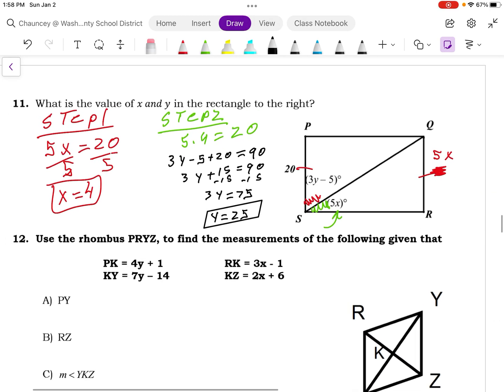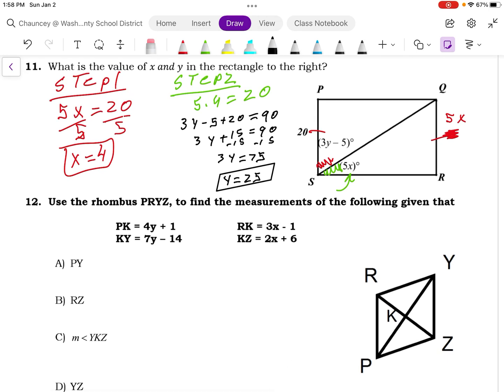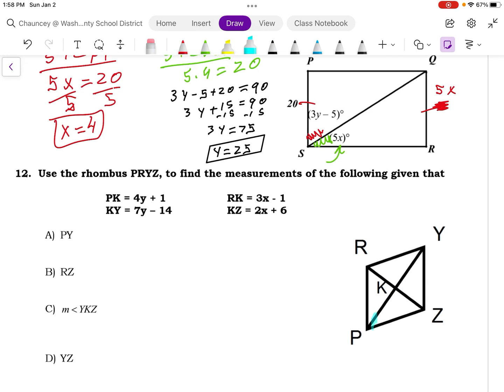Sweet. All right. Use the rhombus PRYZ to find the measurement of the following, given this information. Okay, so let's roll through this first. So they want to figure out what PY is. So where is PY? Let's look. So they want to see this whole thing right there.